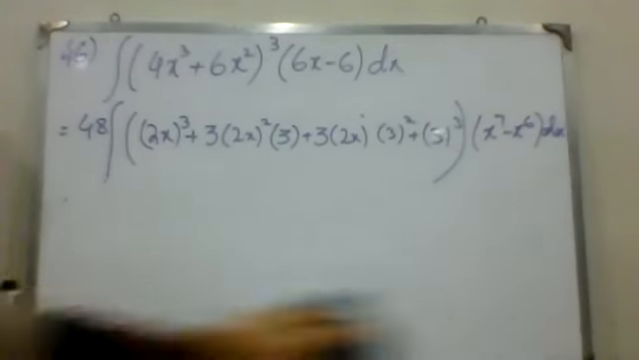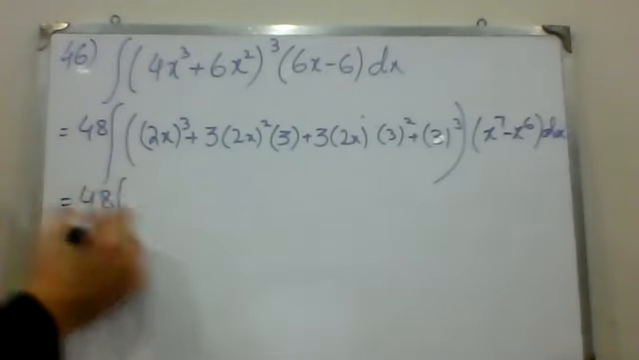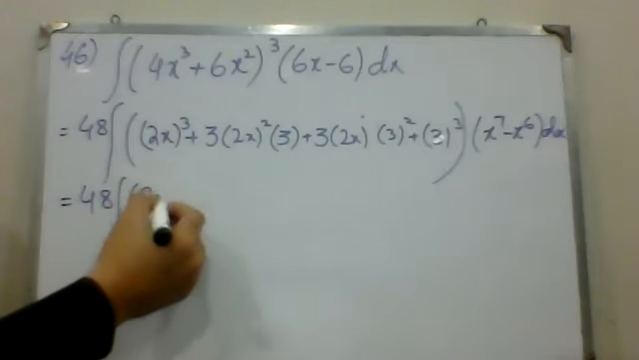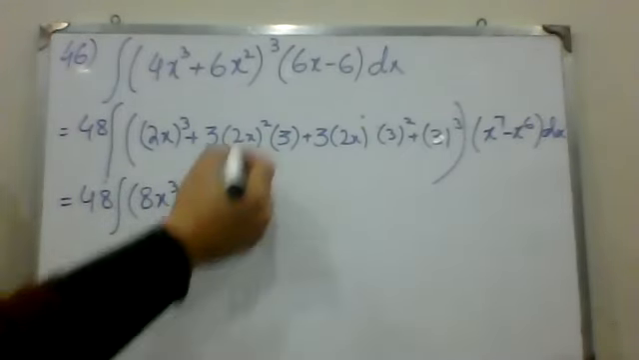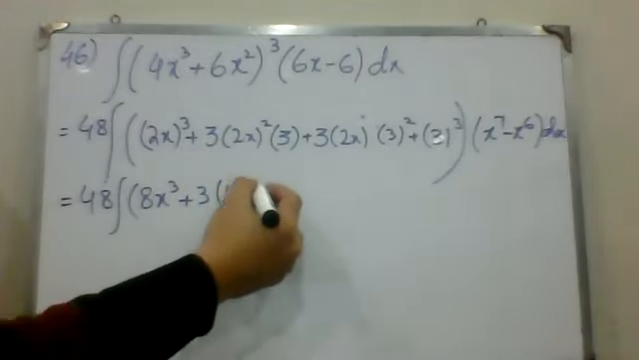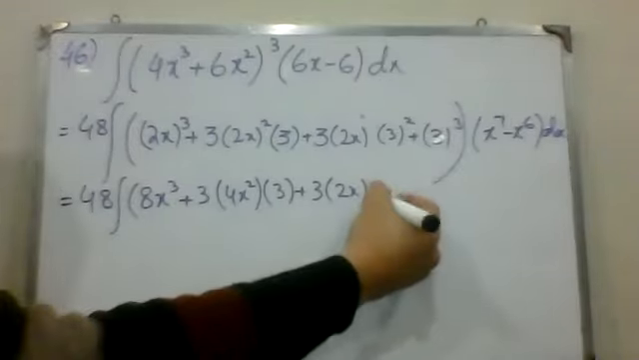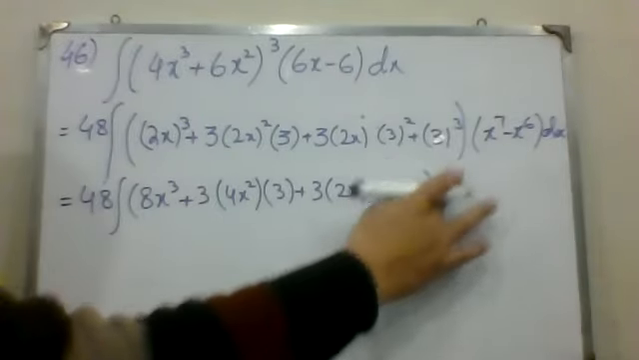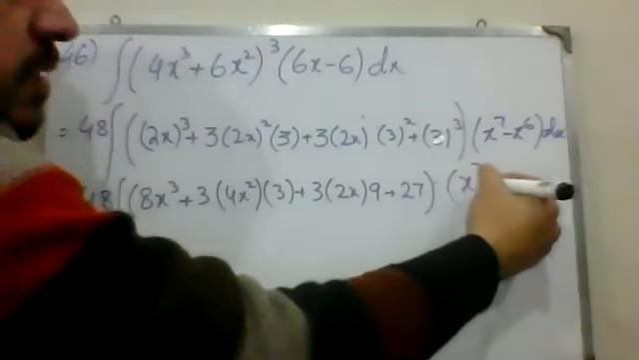Now you can solve that term. So again 48 integral, bracket: 2 to the power 3 is 8x to the power 3, plus 3 times 2 to the power 2 is 4, x square, 3 plus 3 times 2x times 9, plus 3 to the power 3 is 27. From that term we get that. So now here the term is multiplied by x to the power 7 minus x to the power 6 dx.